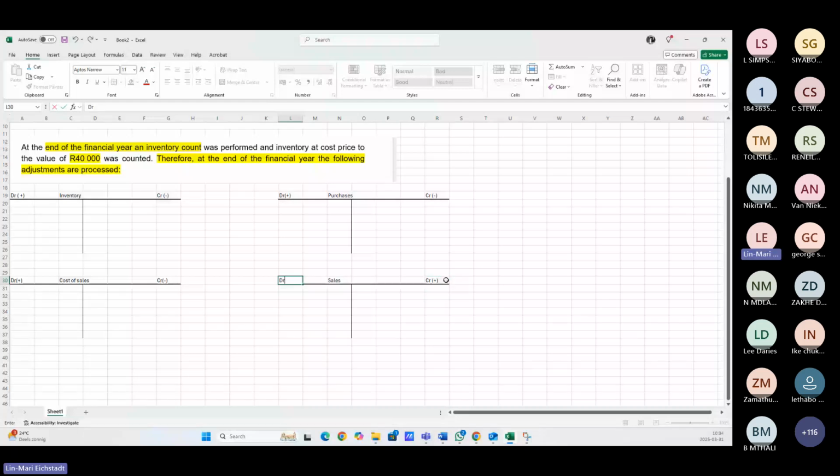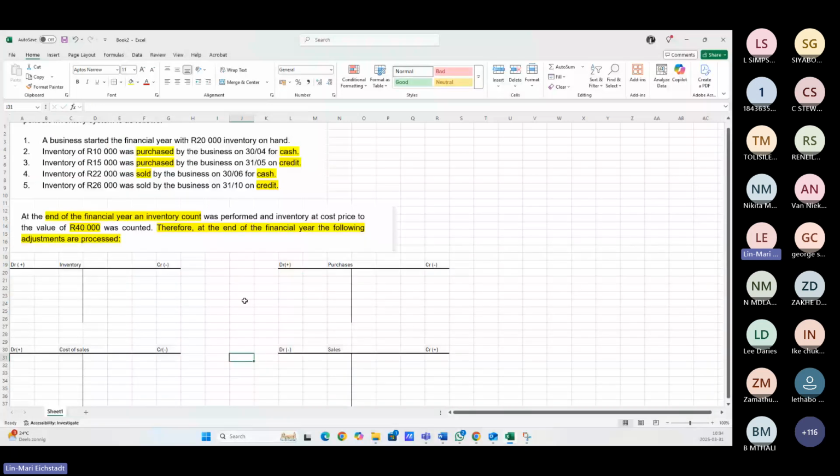Okay. So then what we have in this example is they say that the business started the financial year with 20,000 inventory on hand. It also specifically tells us that our year end is 31 December, right? And that the stock take was also done at year end of 31 December. So we would have an opening balance of inventory that originated from the prior year, right?